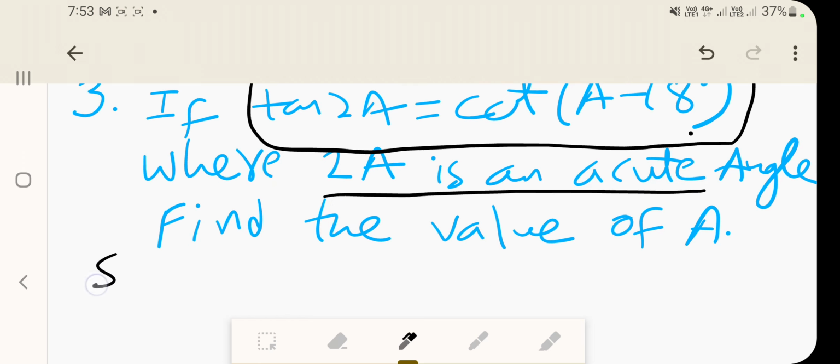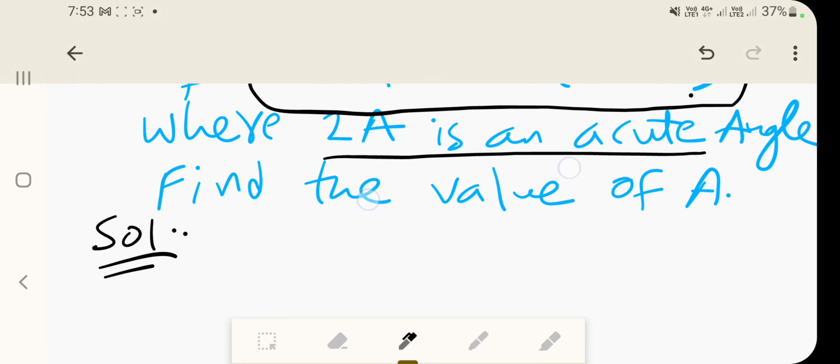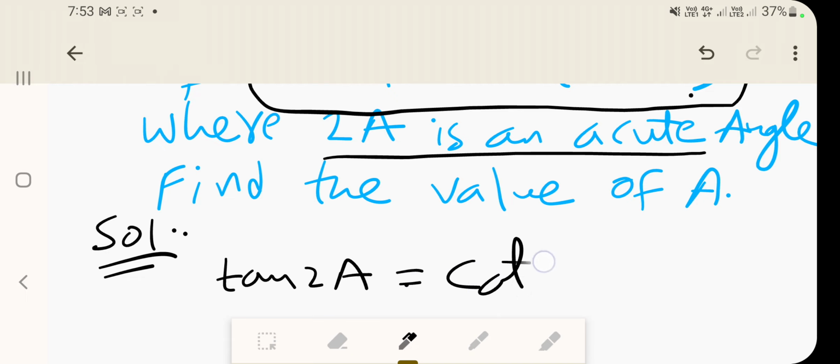They are asking to find the value of a, right? So here, on the left hand side we have tan 2a, and this is not like the earlier one we solved in problem number 2. This is a little different compared to the earlier one. So what they have given: tan 2a is equal to cot(a minus 18 degrees).